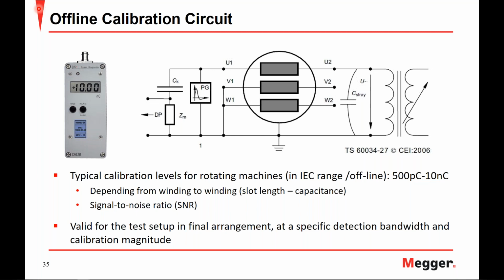It's important to note that when calibrating, you should always inject as close as possible to the machine terminals, and that for larger machines, calibration per phase is recommended as the windings are not always fully symmetrical. Also, it's important to keep the calibrator lead as short as possible to avoid any distortion due to the inductance in the leads. And finally, the calibration is only valid for the test setup in its final arrangement at the specified detection bandwidth and calibration magnitude. If these change, the calibration should be performed again.